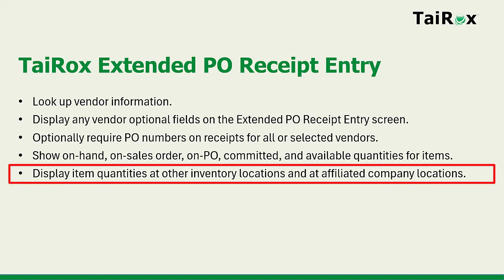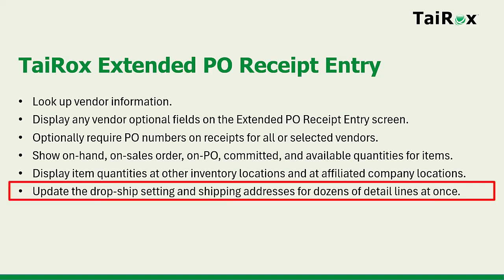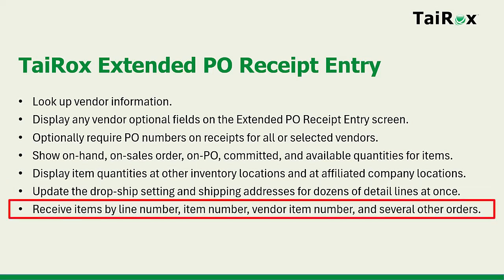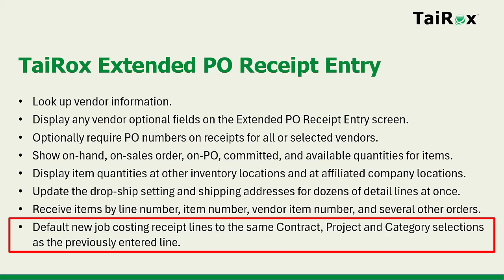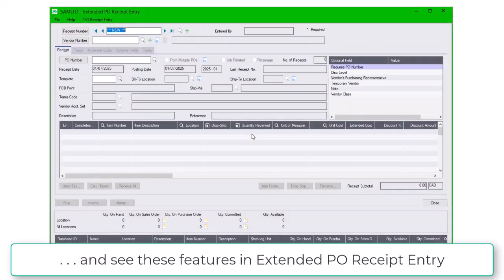and at affiliated company locations, update the drop ship setting and shipping addresses for dozens of detail lines at once, receive items by line number, vendor item number, and several other orders, and default new job costing receipt lines to the same contract, project, and category selections as the previously entered line. Let's launch the program and see these features in Extended PO Receipt Entry.